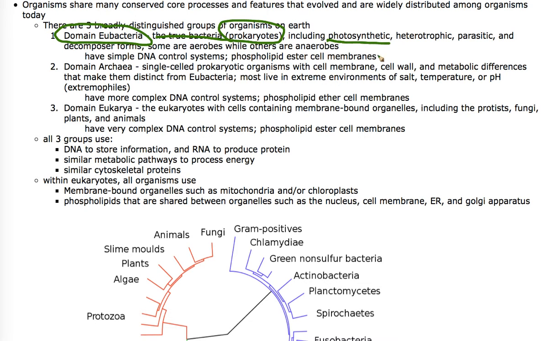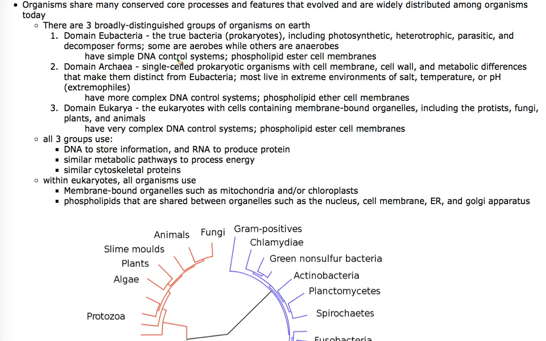Some members of this group are photosynthetic. Other members are heterotrophic and feed almost like an animal, except they don't have mouths. They just grow into their food source. Some of them are parasites. Most of them are decomposers. Some of them are aerobic. Some of them are anaerobic, meaning oxygen kills them.